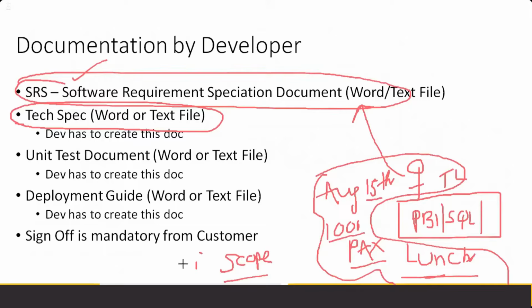Once the scope is finalized, what is the next step? People have to gather requirements. So what kind of party? If somebody told me a party for 1,000 people, a lunch party on August 15 in Hyderabad, that is the scope. Scope means what needs to be done. The scope document will be given by the customer, and based on that, requirements are going to be prepared.